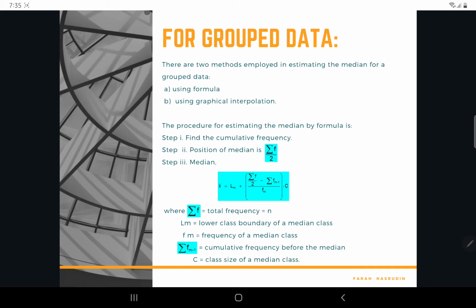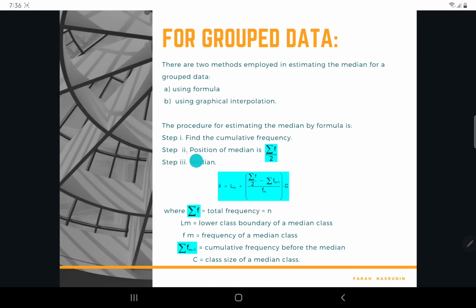Okay, for group data, how do we find the median? Okay, median for group data. There are two methods, okay, employed in estimating the median for group data. The first one is using formula and using graph. Okay, graphical interpolation. Okay, by using formula, okay, so this is the formula for median for group data.